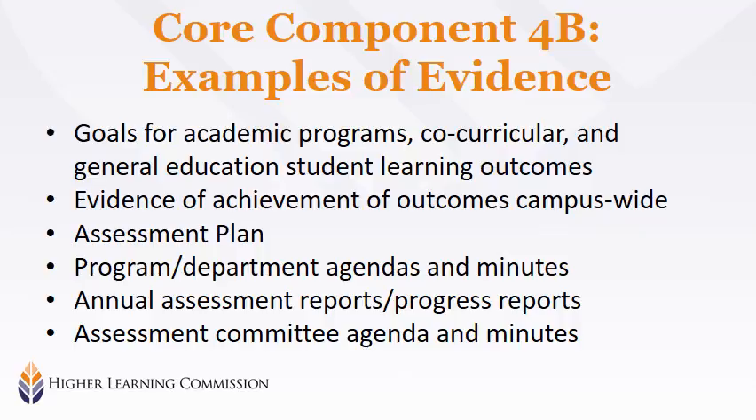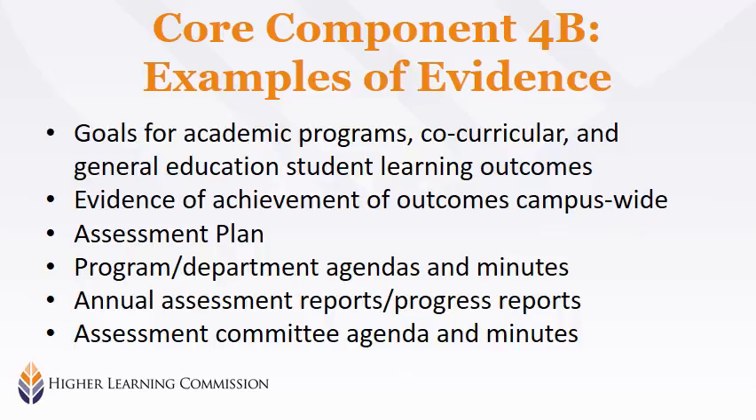Examples of evidence that may be provided by the institution to demonstrate how they are meeting Core Component 4B include goals for academic programs, co-curricular and general education learning outcomes, evidence of achievement of student learning outcomes campus-wide. All programs should have documentation of how students achieve learning outcomes. Some institutions may have a central repository to collect course information related to the general education curriculum outcomes.